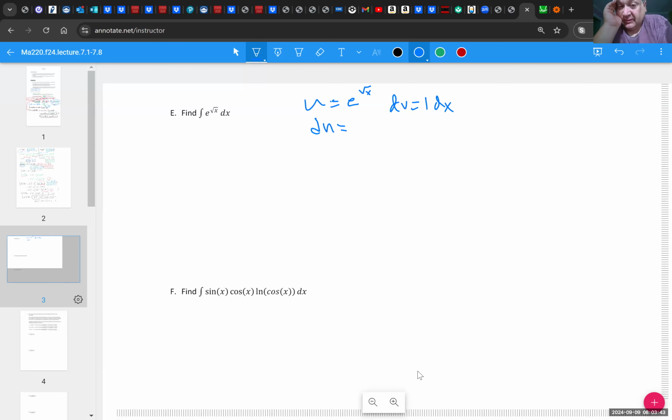To differentiate e to the square root of x, you have to use the chain rule. So the chain rule of this would be e to the square root of x times the derivative of the square root of x.